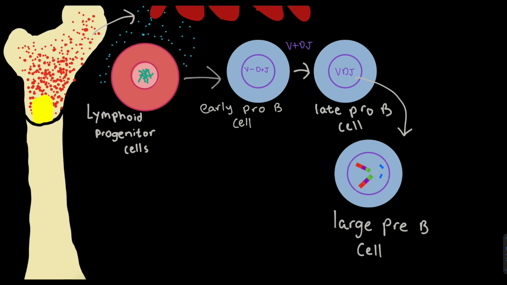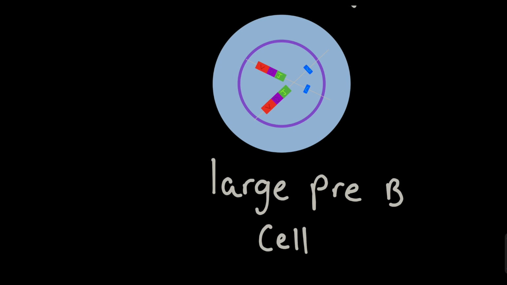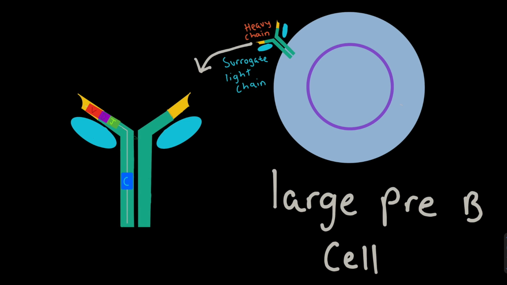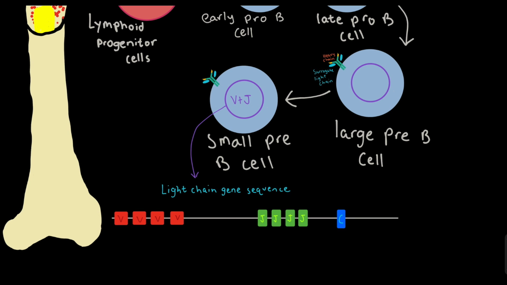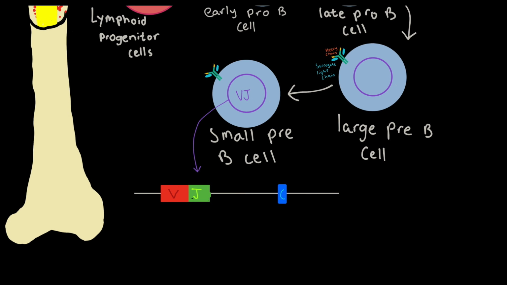with DJ. Now we move on to the large pre-B cell stage, in which our VDJ complex will rearrange to form the heavy chain and bind to the surrogate light chain. This whole complex is known as our pre-B cell receptor. After proliferation of the large pre-B cell, we enter the small pre-B cell stage, in which the variable and joining gene of the light chain join together.